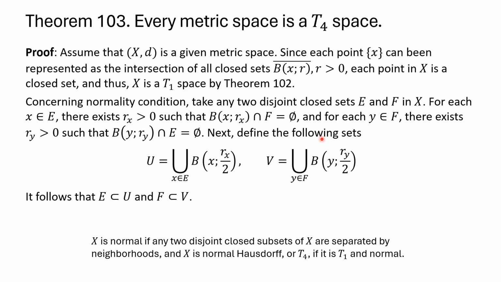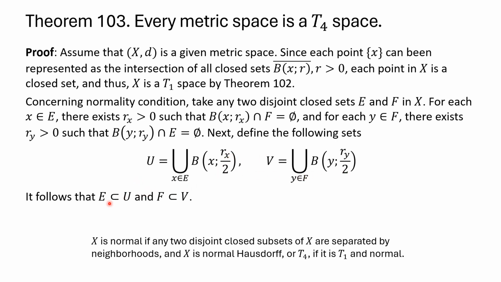And then we define these two sets here. We take the union of all the open balls that we defined for points in E, but we take the radius divided by 2, and then we take the union of all the open balls that we defined for the points y in F, and again we divide the radius by 2. We're going to combine things, that's why we're dividing these radii by 2.